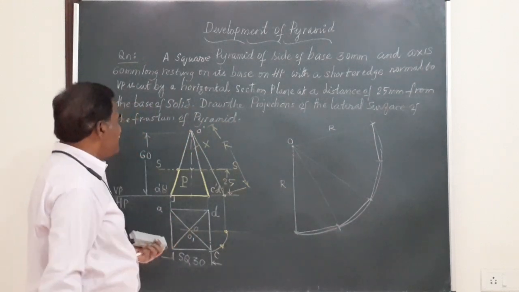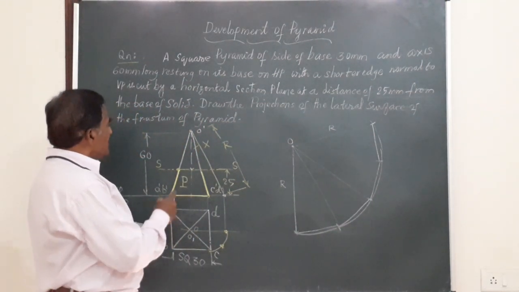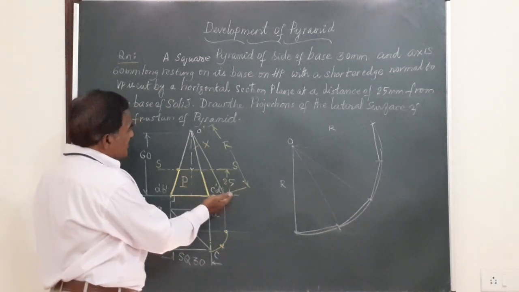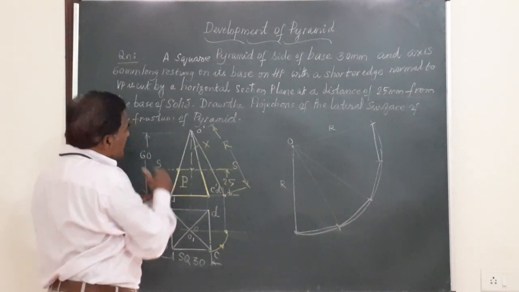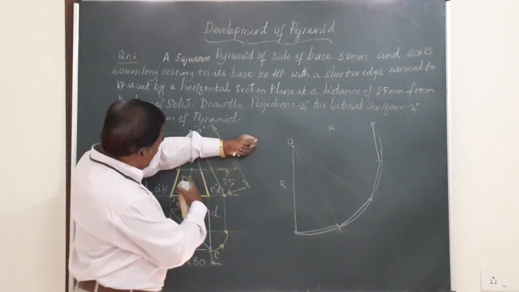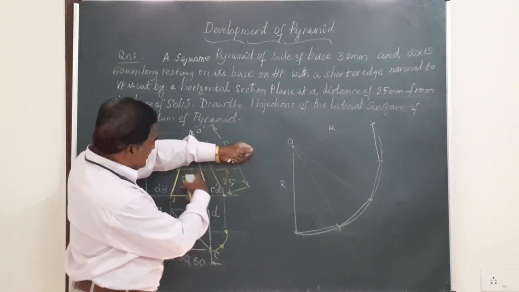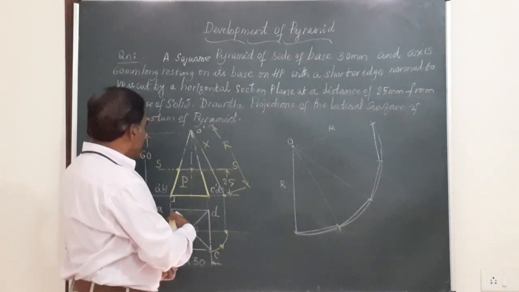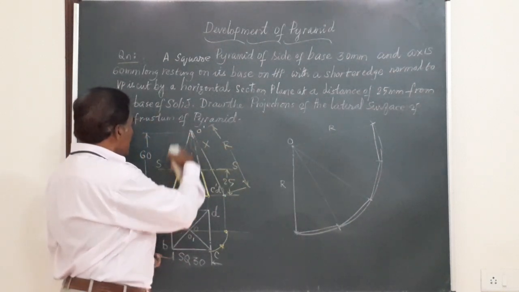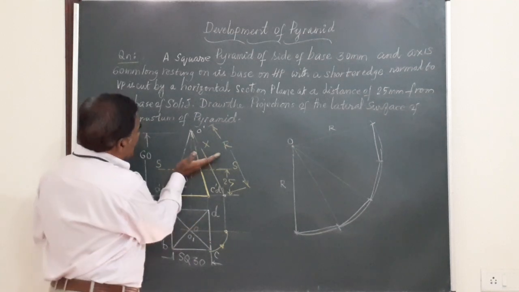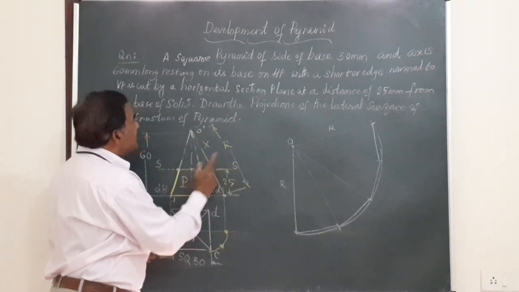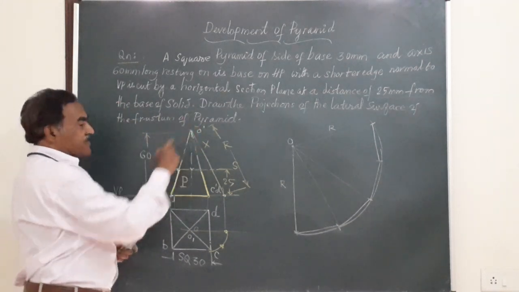Friends, here you can see the section plane is horizontal. It is cutting the solid at a distance of 25 mm. We have removed this part and we are left with only this part of the solid. So the base is intact, and on all these 4 edges, OA, OB, OC and OD, the upper portion is removed and we are left with the part P, which is called the frustum of a pyramid.